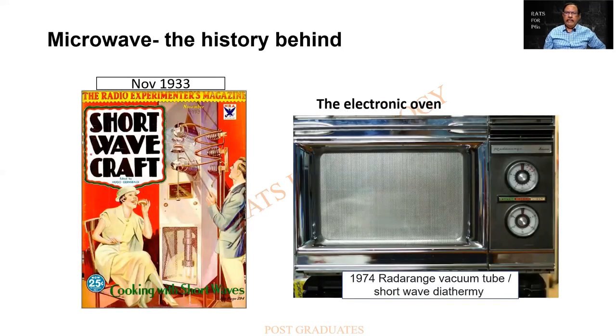The history behind the microwave. I shall start my wandering. This is a story in 1933 wherein a woman is tasting the baked biscuits. And then came the birth of the electric oven that was used for various purposes, such as cooking and heating. And it was based on vacuum tube and shortwave diathermy.